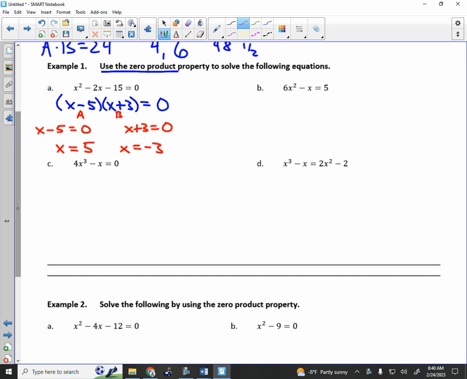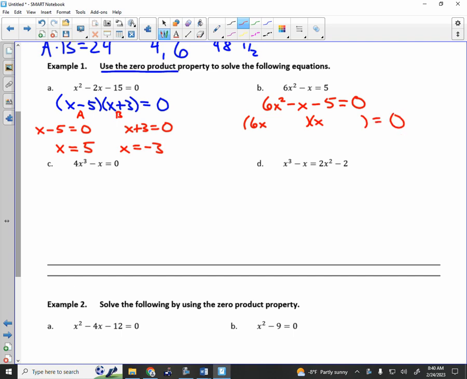The first step is to always set it equal to 0. So I have 6x squared minus x minus 5 is equal to 0. Remember, that's the type that is slightly more difficult to factor. But I'm pretty good at guessing and checking, so I'm going to set this up as 6x and x.